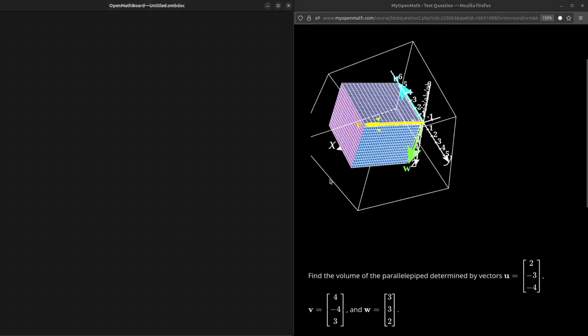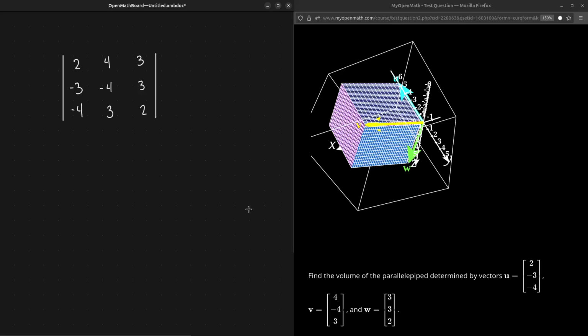So to find the volume of the parallelepiped, we know that we could just take the absolute value of the determinant of the matrix composed of the three vectors that determine the parallelepiped. So in this case, vectors u, v, and w. So I'm going to take the determinant of the matrix with one column equal to vector u, one column equal to vector v, and one column equal to vector w.